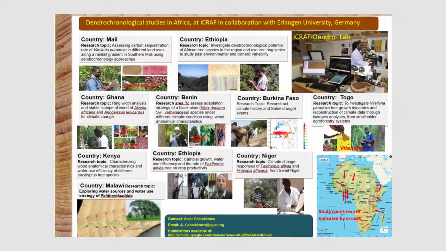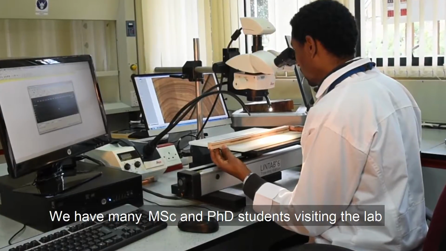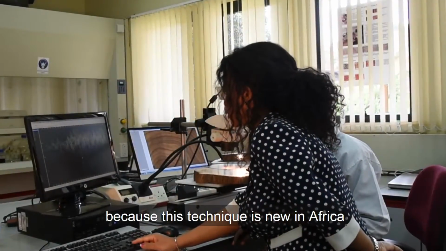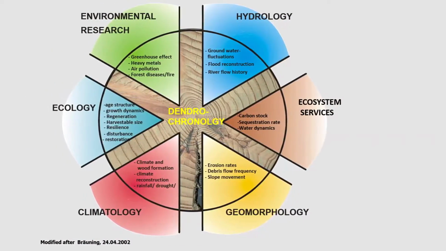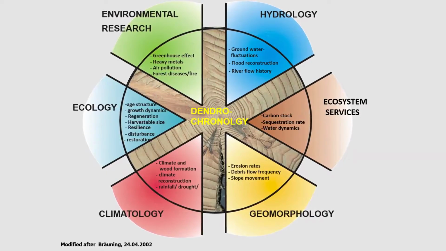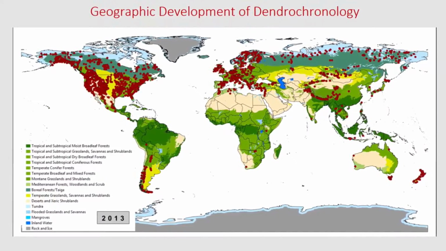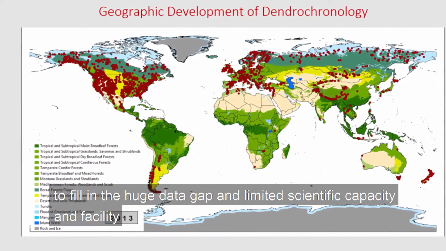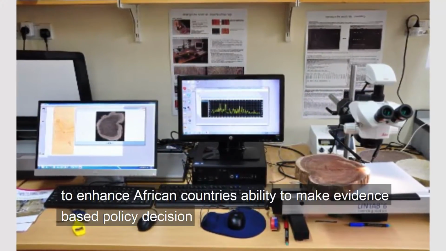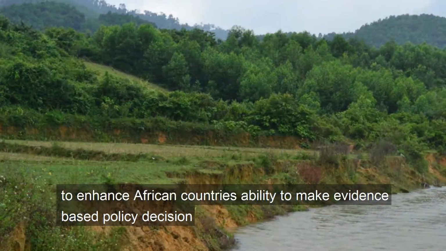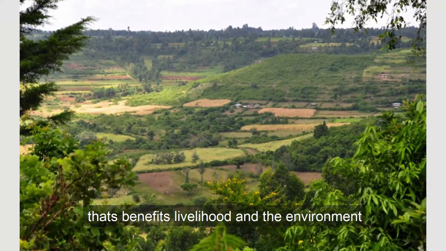And also we develop the capacity of African students. We have many MSc and PhD students visiting the lab because this technique is new in Africa. Given the diversity of environmental questions that can be addressed using dendrochronology, there is a need to expand the science in Africa, to fill the huge data gap and limited scientific capacity and facilities, to enhance African countries' ability to make evidence-based policy decisions that benefit livelihoods and the environment.